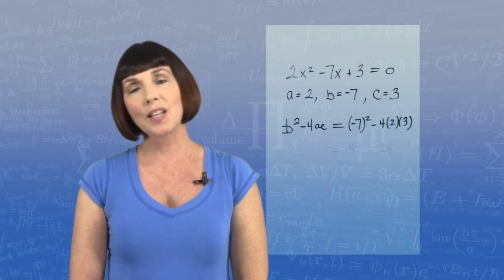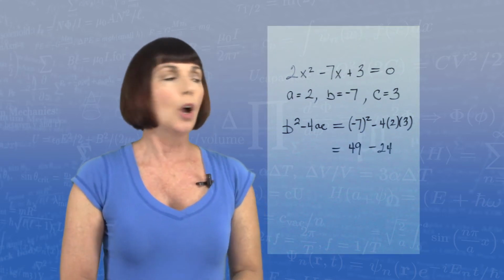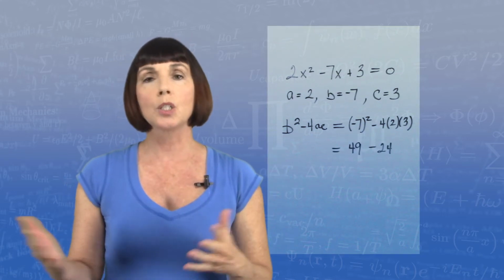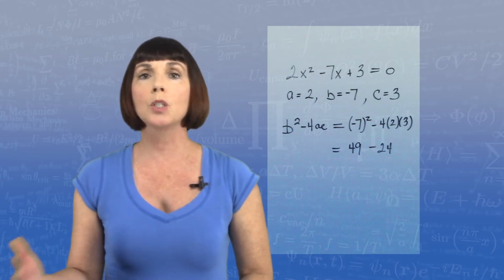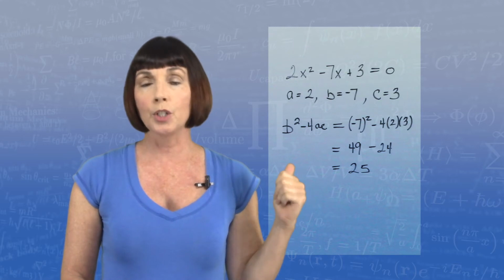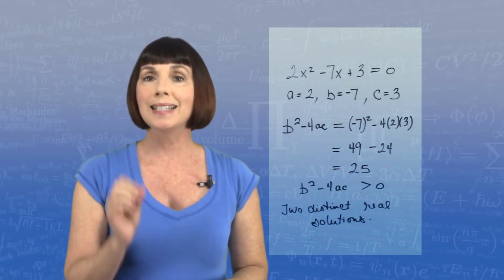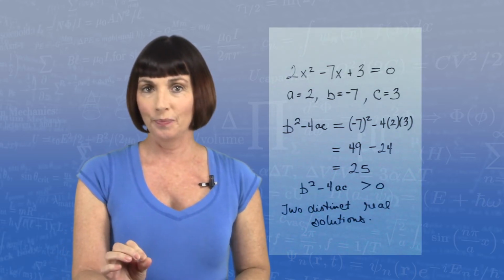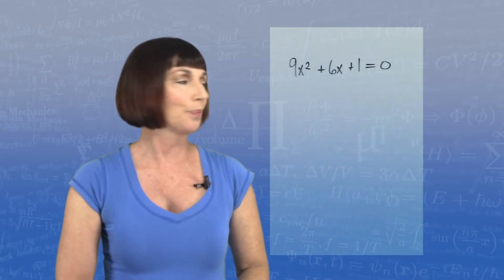Okay, negative 7 squared is 49. 4 times 2 times 3 is 24. 49 minus 24 is 25. So for this equation, we will get two distinct real solutions. Okay, let's look at another one.